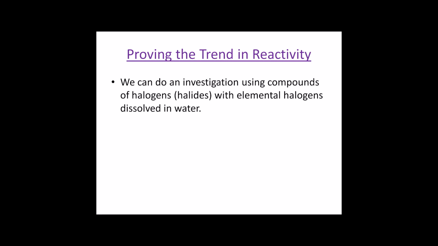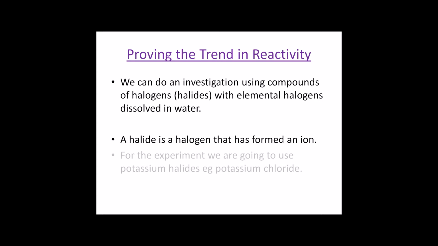Now we need to be able to prove this trend in reactivity. And we can do that by investigating compounds of halogens called halides with elemental halogens, so that's things like just chlorine, bromine, iodine by itself. If they're in a compound, they've been reacted with something else. And a halide is just a technical name for a halogen that's formed an ion with another element. And for the experiment, the one you'd probably do in school, is using potassium halide. So for example, potassium chloride, potassium bromide, potassium iodide.